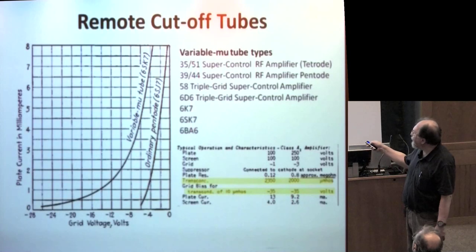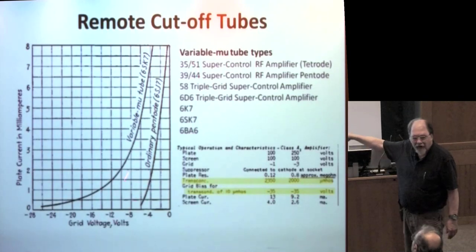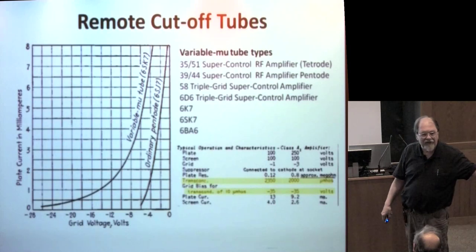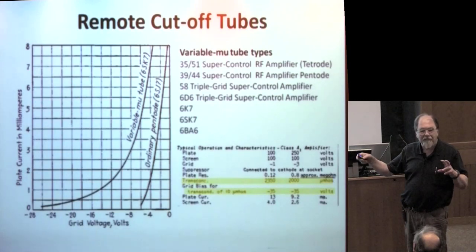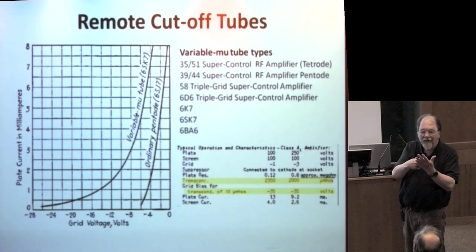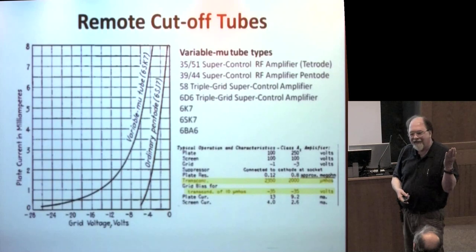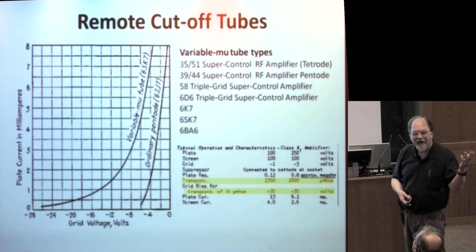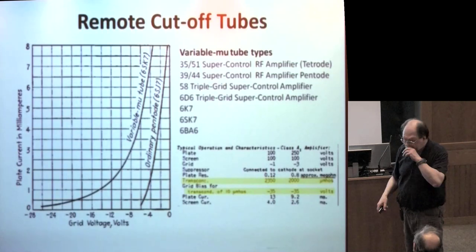And in fact, each one of those tubes has a remote cutoff, a sharp cutoff version, which gets used in other circuits. And one of the things that always bothered me, you look in these tube substitution manuals, they'll tell you that it's okay to stick a sharp cutoff pentode in your remote cutoff socket, which it is, the radio will play, it just won't work right.